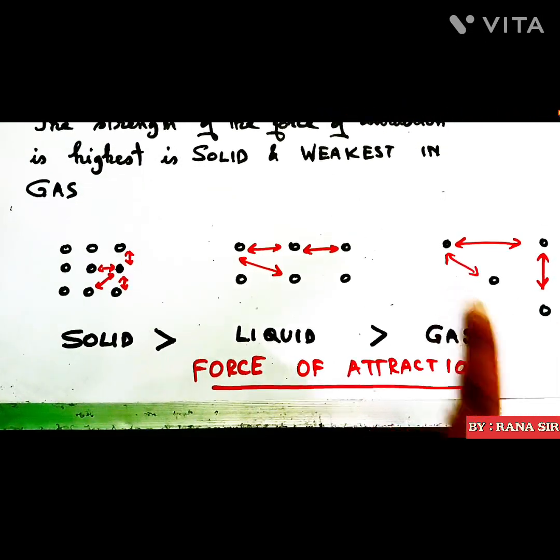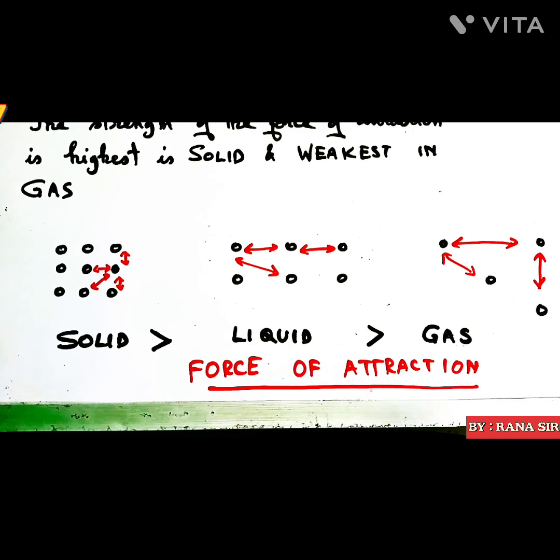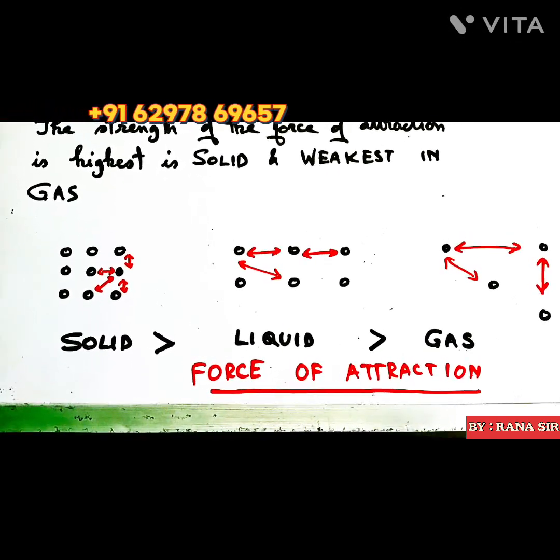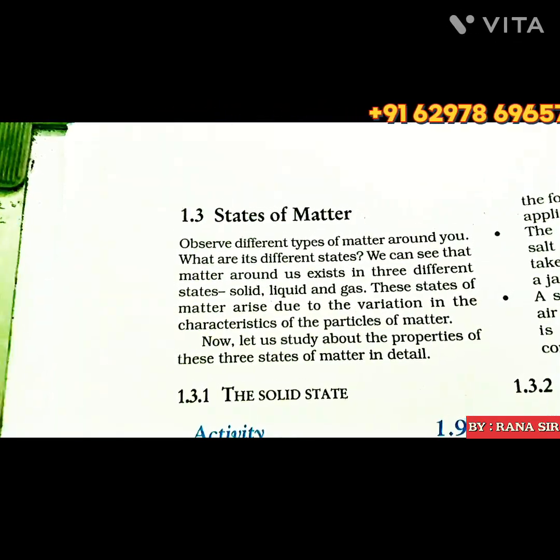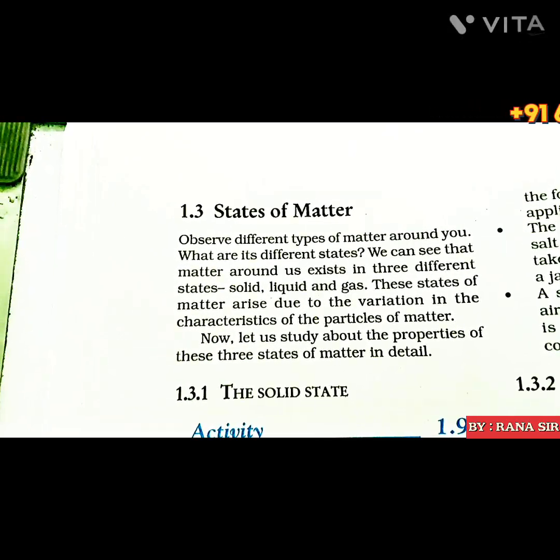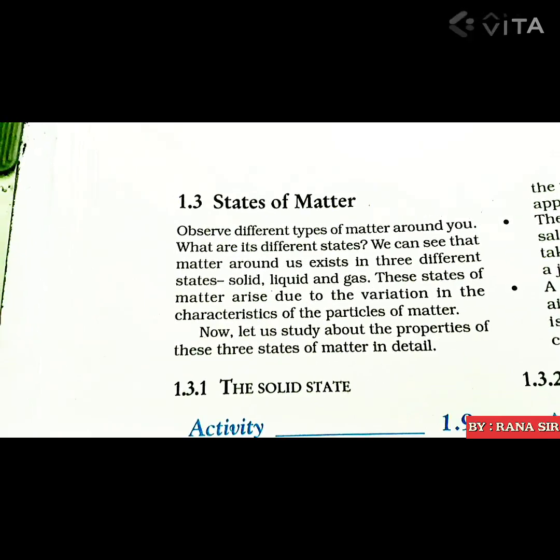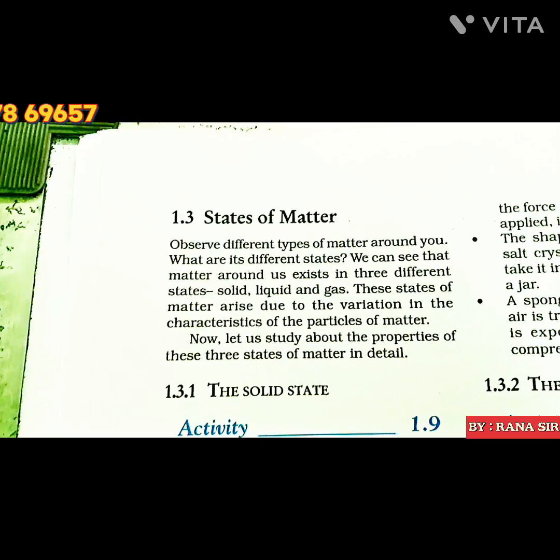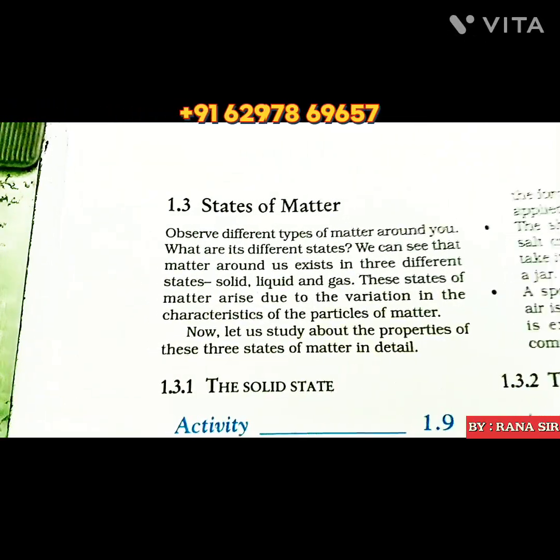On the other hand, gas particles have a very low force of attraction. That is the reason gas has no definite shape and volume. So states of matter, different types of matter around us, are of different states. We can see that matter exists in the form of solid, liquid and gas.